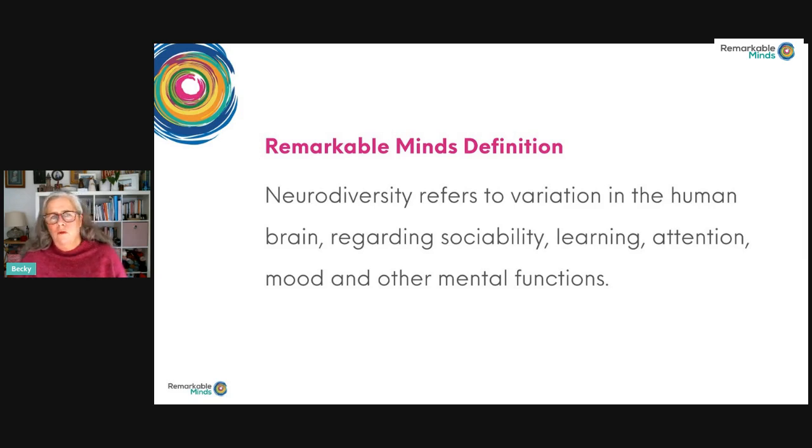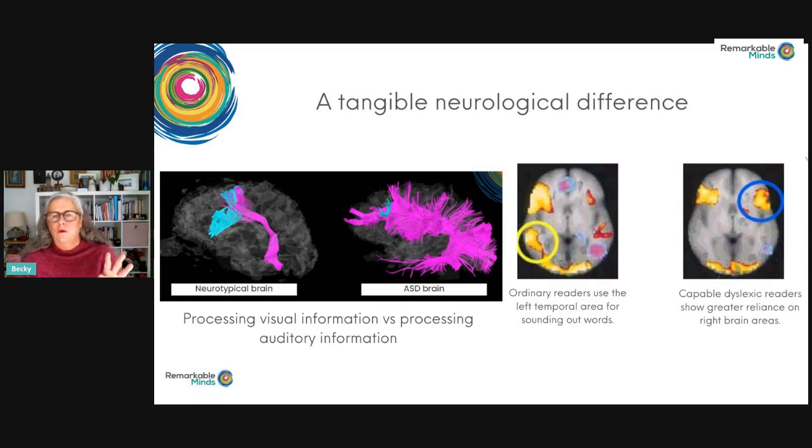So if you've been to any of our stuff before, you'll know that neurodiversity is a cognitive difference. It is actually a difference in the way that the brain processes information. And we've got here a couple of little slides, which if you've been to some of our things before, you might already have seen. On the right-hand side with the yellow circle, you can see the area of the brain that an ordinary reader, so someone like me, uses to process information when they're reading. And you can see the blue circle is the area that a capable dyslexic reader uses when they're reading information, but also when they're processing the whole of the world. And on the left-hand side, the beautiful one with the magenta and the teal, you can see a neurotypical brain processing what it hears, which is the blue, compared to what it sees, which is the pink, versus an ASD brain. So as we can see, the neurodiverse brain is much more wired to process the world visually rather than in any other way, specifically with reading.